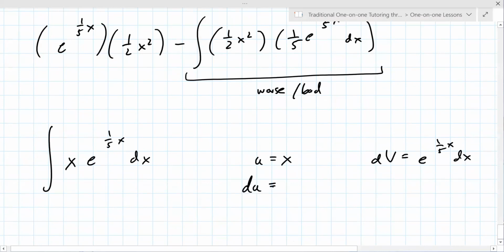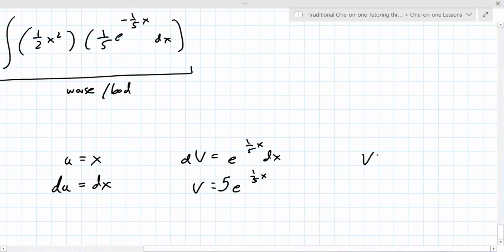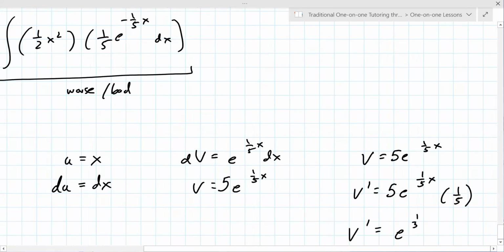So what is du? dx. Yeah. Now, when you integrate on the right-hand side, e is itself, but you have to account for this 1/5. So this time it's a 5 out in front. And if that doesn't make sense, let's just take the derivative. Let's say v equals 5e to the 1/5 x. V prime is 5e to the 1/5 x, but you have to take the derivative of the inside function, 1/5. So v prime equals e to the 1/5 x, and dv and v prime are the same.